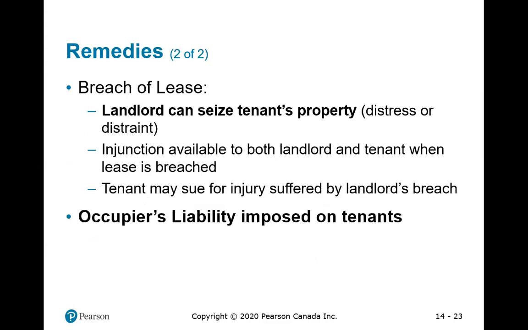Breach: the landlord will seize the tenant's property. This is known as distress. Again, I rented this room, I haven't paid the rent. The landlord can seize my chairs, tables, projectors, PC. This is known as distress. This is not possible for residential tenants, but it's possible for commercial.